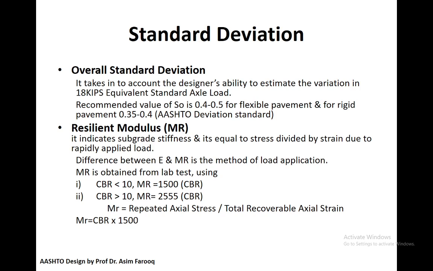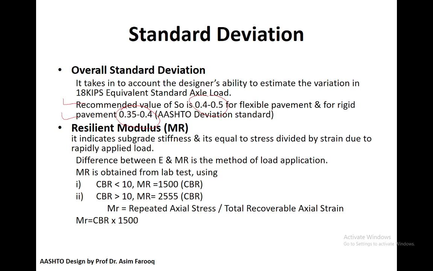The next part is standard deviation. Standard deviation is the value through which we account for the standard variation of pavement material and construction method, and the probable variation in traffic estimation. The recommended value is between 0.4 to 0.5 for flexible, while for rigid it's 0.35 to 0.4. It's basically the estimation of variation according to the designer's ability.